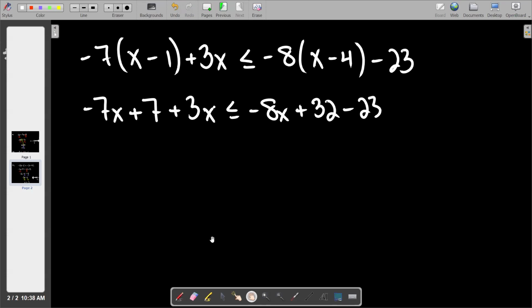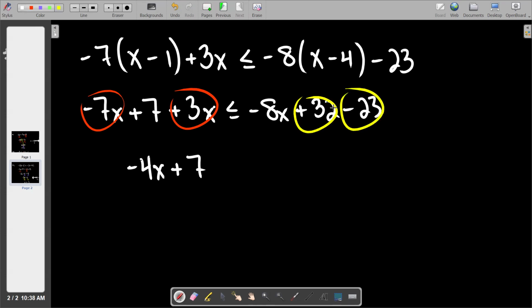Okay, so if that went well, your job now is to combine like terms, and I'll just color code these for you. Those red ones need to go together, and that is -7x plus 3x is -4x. And then I just copy down the +7. On the other side, it's these yellow ones that have to go together. So the negative 8x is just going to get copied down. 32 minus 23 is positive 9. And then, of course, I would just keep my sign the same.